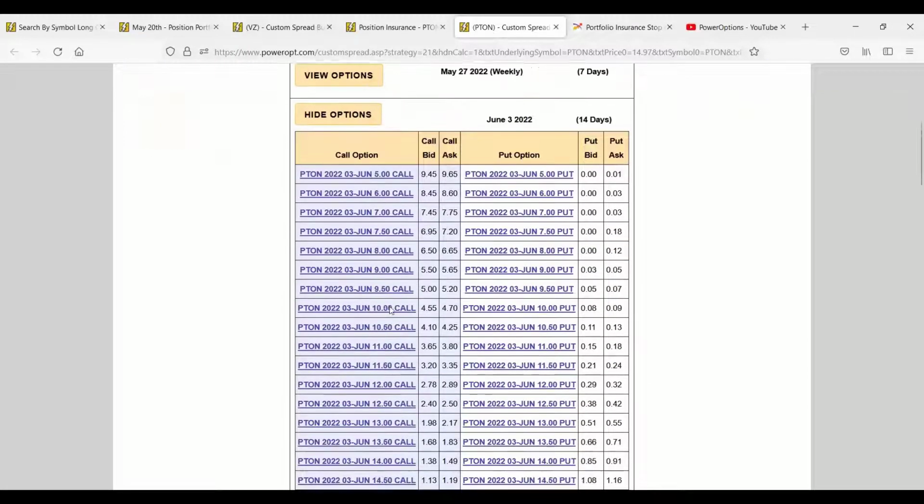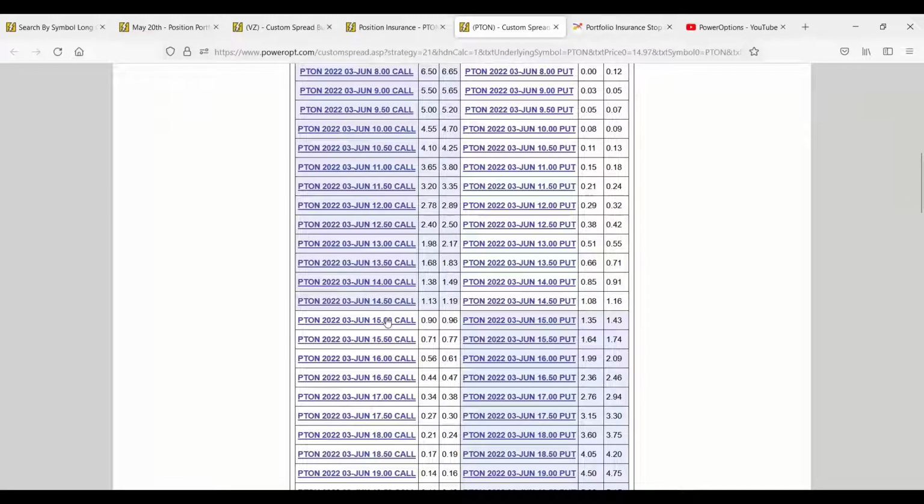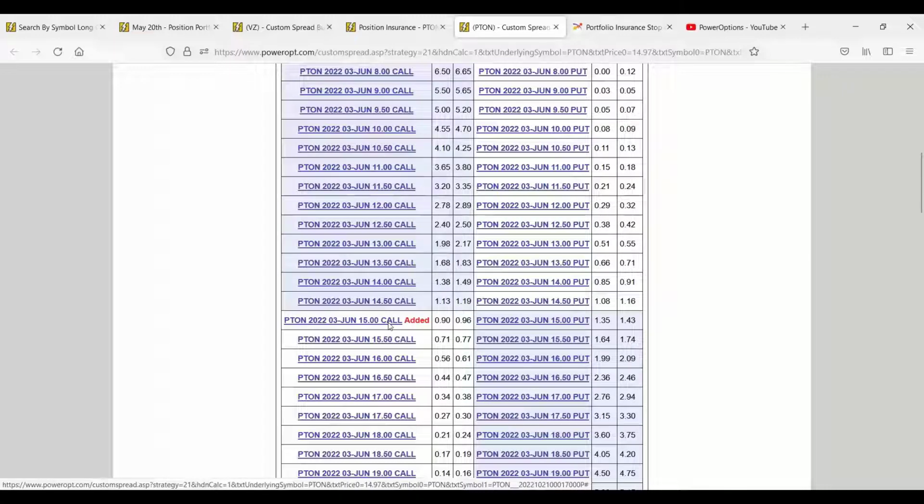Let's just go 14 days out, keep it shorter term. Now we're getting great premiums here for this trade. So let's sell the 15.